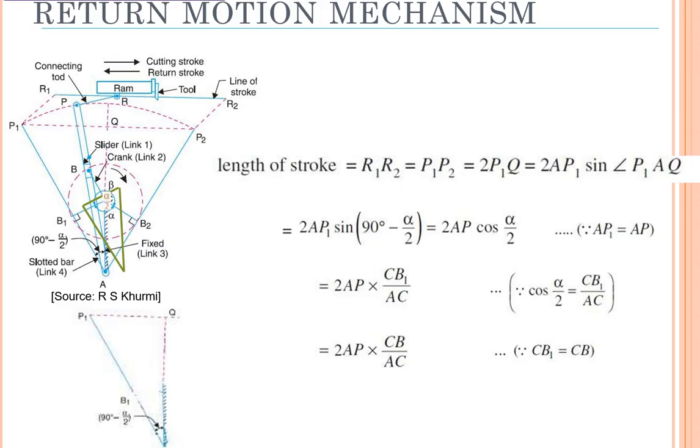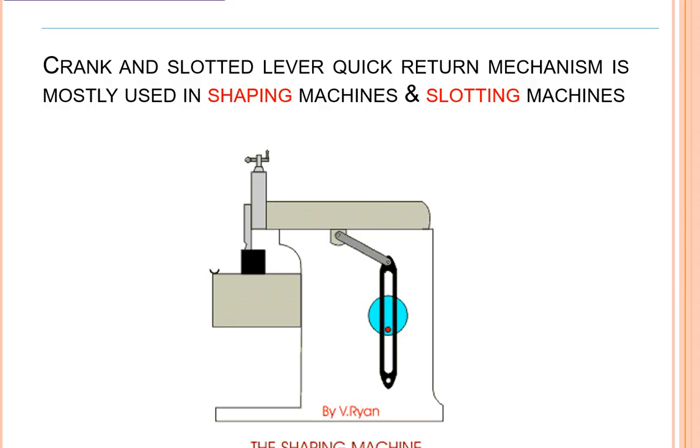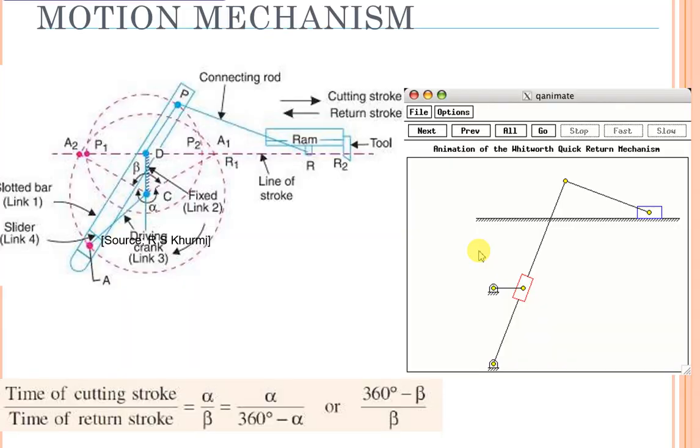So you can consider the triangle here as per the diagram, and you can calculate the length of stroke. So that is R1 into R2, that is equal to P1 into P2. So you can take 2 P1Q, that is equal to 2 AP1, sine of angle P1AQ, here it is considered. So here in the shaping machine, this is what is shown. Here the animation is not happening. So here the diagram is shown.